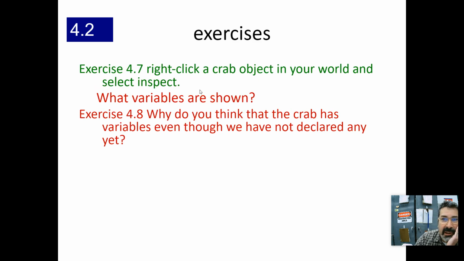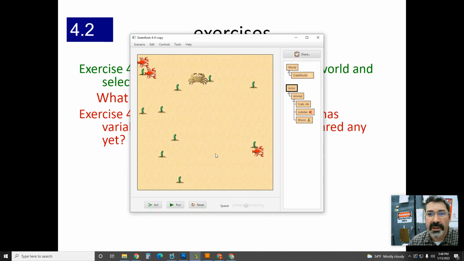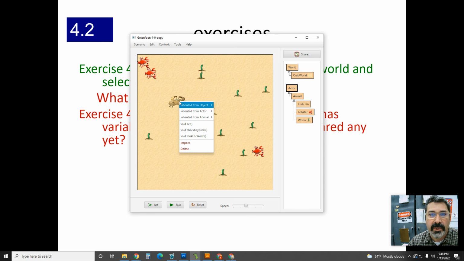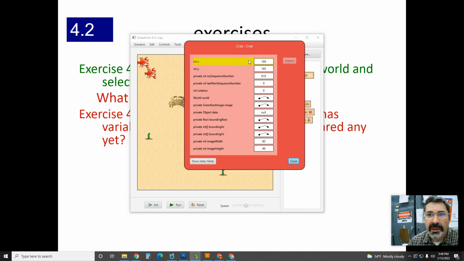Right-click a crab object in your world and select inspect. What variables are shown? Why do you think that the crab has variables even though we have not declared any yet? Let's take a look. We're going to go to our project, hit reset here, and I'll move the crab here. I'm going to right-click on the crab and go to inspect. Take a look at this.